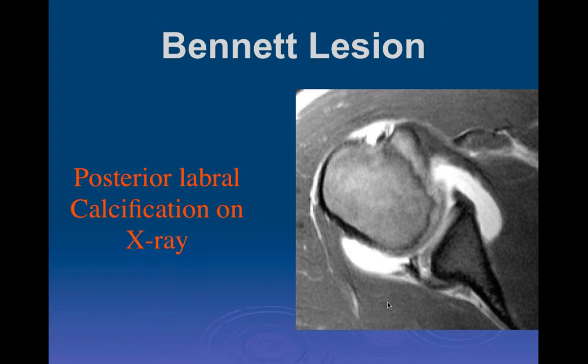Dr. Cruz, on the plain films, is that the only projection that you can really see the little calcification? Is it hidden on the other ones? Yeah, it's typically hidden. You need one where you get the posterior glenoid in profile in order to be able to see it. Otherwise, it's very easy to miss. So you basically have to look for it. You can often see it on the axillary views, another reason to get the axillary views. The AP views, you're not going to see it. Thank you.